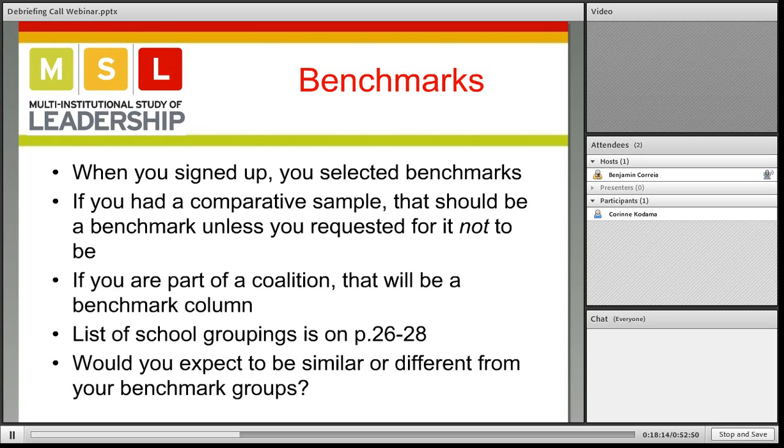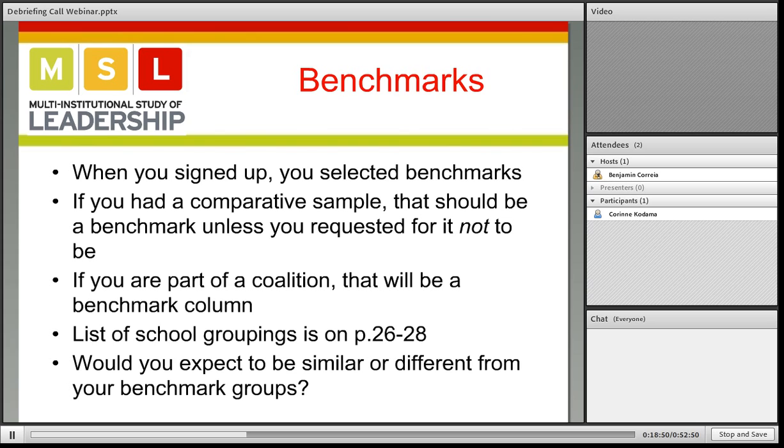We also include benchmarks in the MSL report. When you signed up, you could select several benchmarks to compare your institution against. In a lot of the tables, there will be columns that compare your school's results to other institutions. If you had a comparative sample, that should be one of your benchmarks, unless you requested it not to be. Similarly, if you are part of a coalition, that will also be a benchmark column. The list of who is in these benchmarks is on pages 26 to 28.